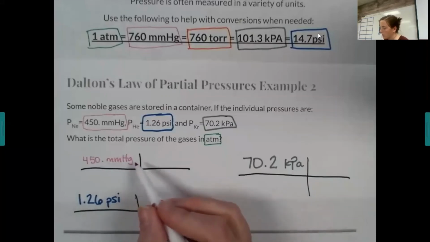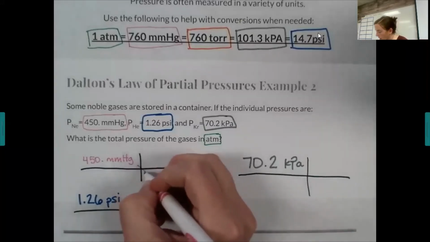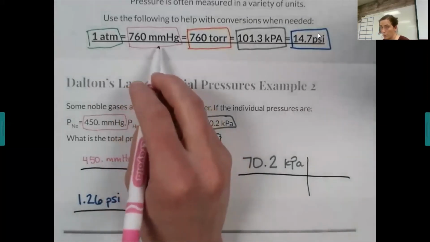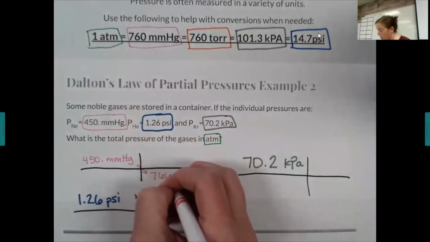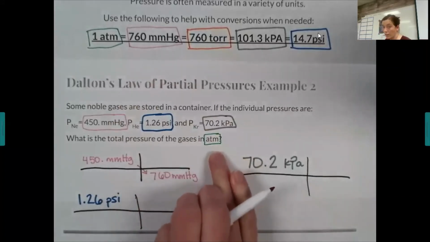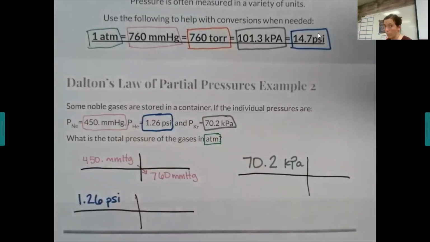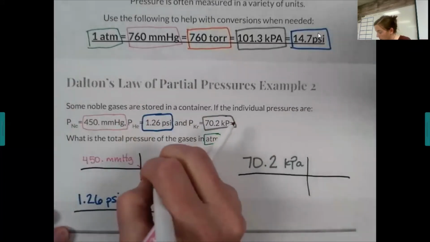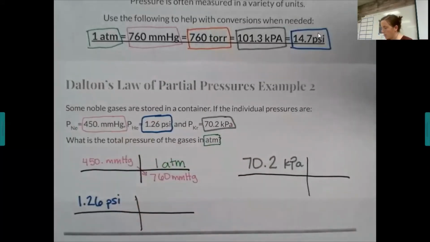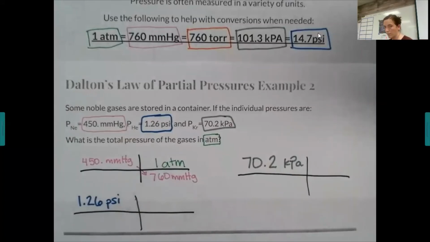We have millimeters of mercury here. That means millimeters of mercury goes on bottom of this step. When I look at the top, the number 760 goes with it. So 760 millimeters of mercury. And we're trying to solve it to atmospheres. So when I look up here, the number that goes with atmospheres is 1. I said atoms, I'm sorry, I mean atmospheres. Now I can do 450 times 1 divided by 760 and look at my answer.